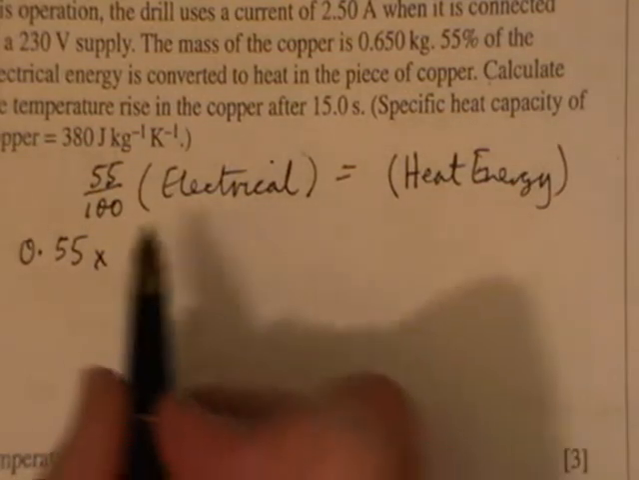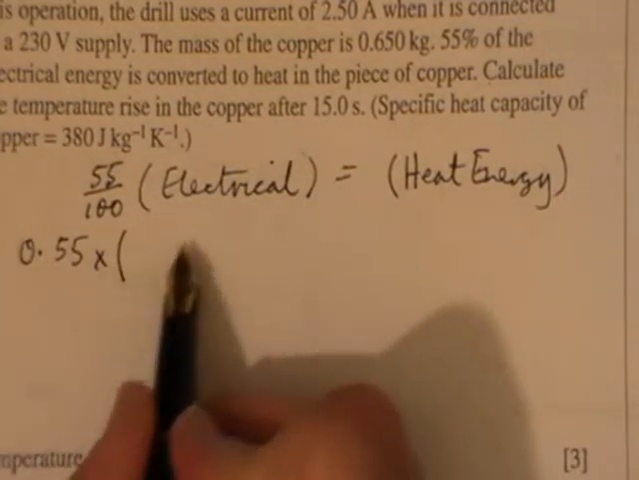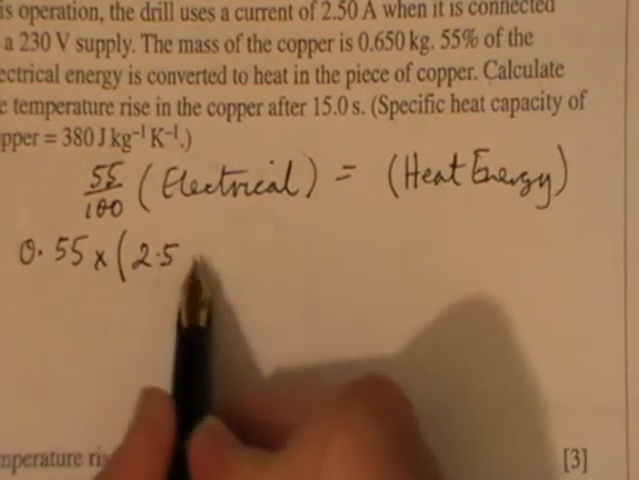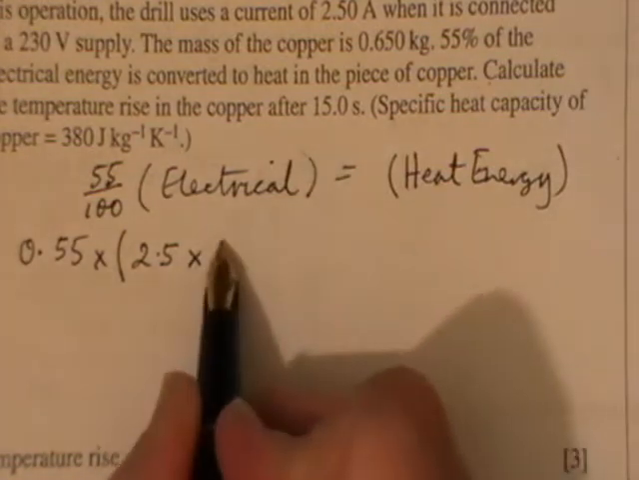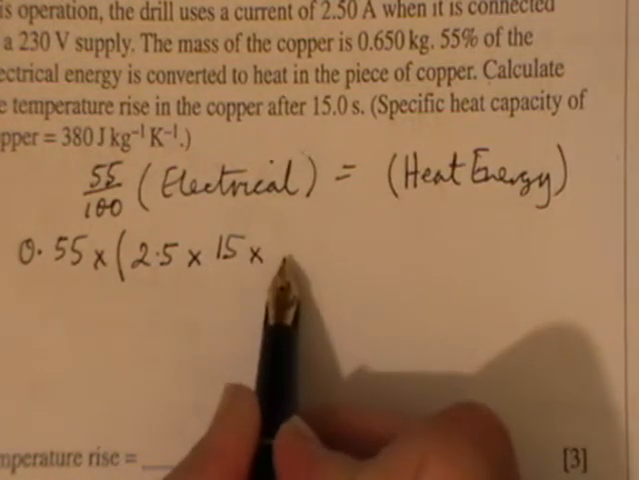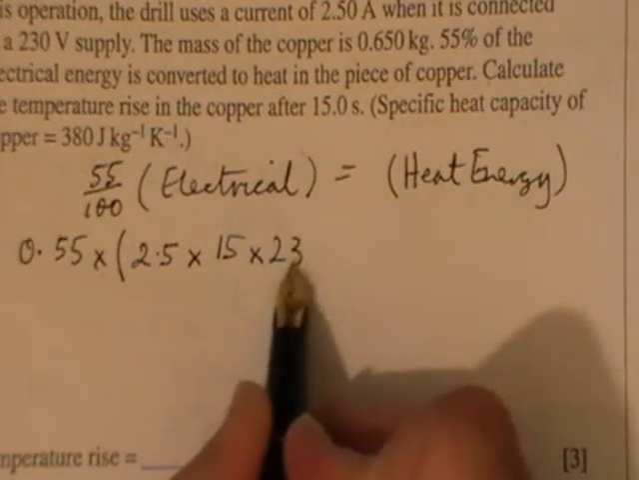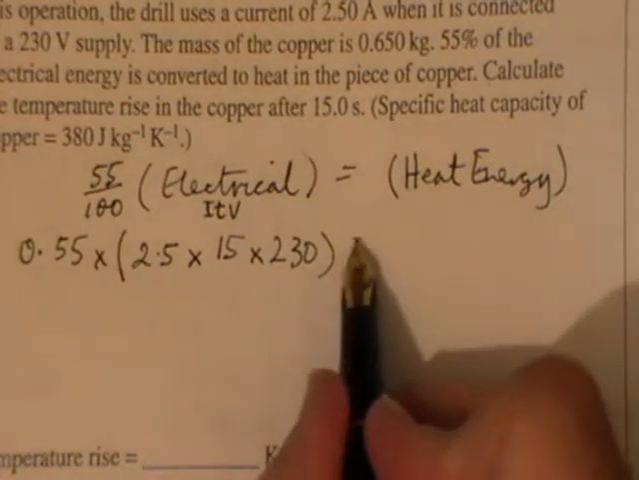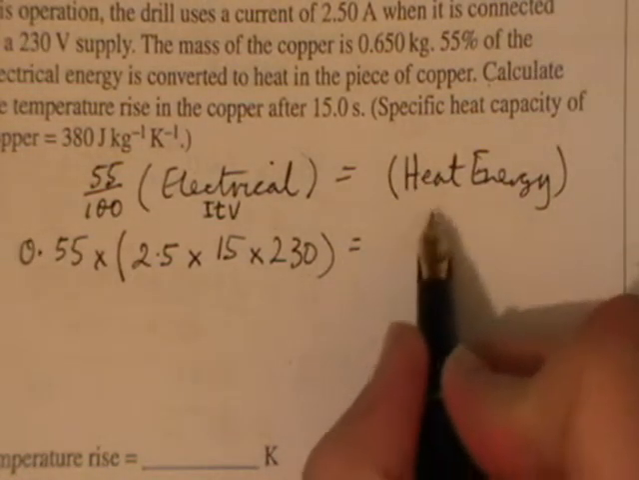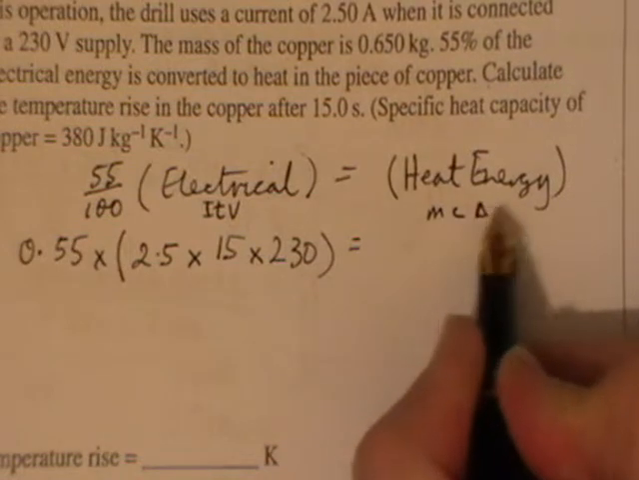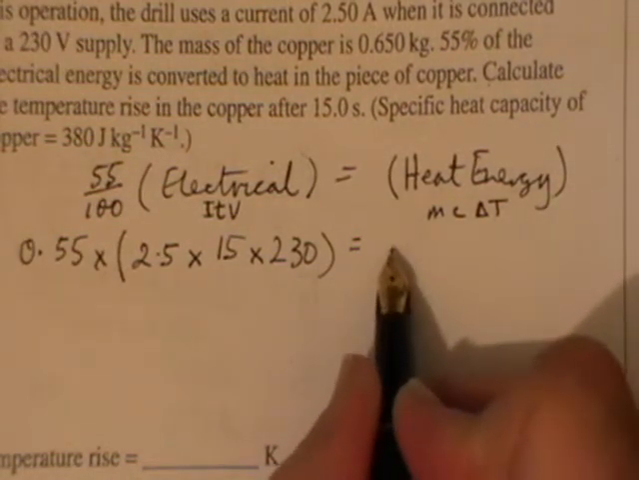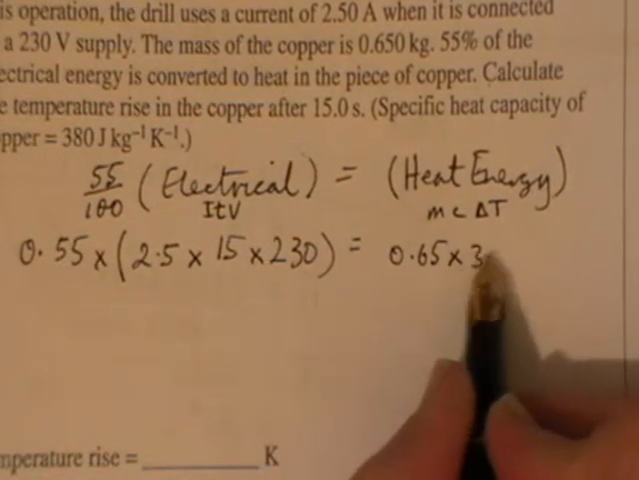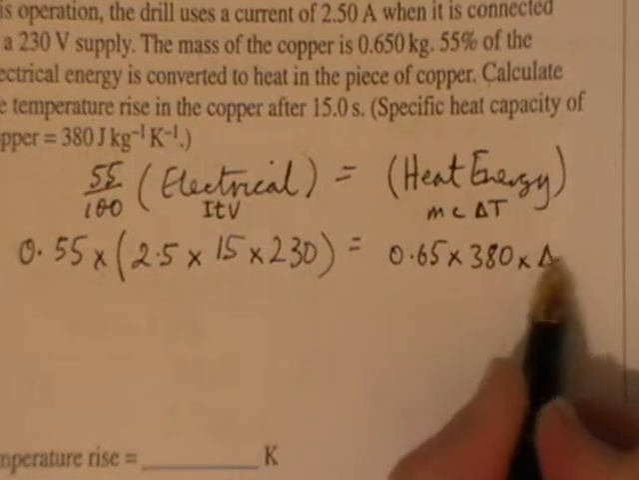The electrical energy then is going to be equal to, well, E, the electrical energy, equals ITV, so that's 2.5 times the time, which was 15 seconds, times V. The voltage is 230. Okay, so that's ITV, that's where that's coming from. And that's equal to M times C times delta T. So it's M, the mass, which is 0.65, times the specific heat capacity, which is 380, times delta T.